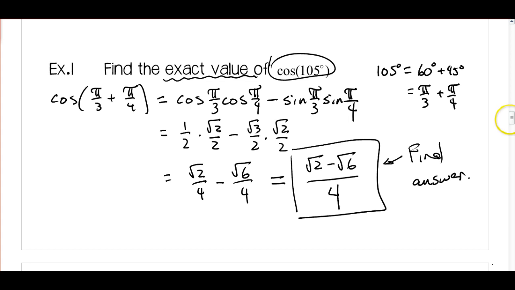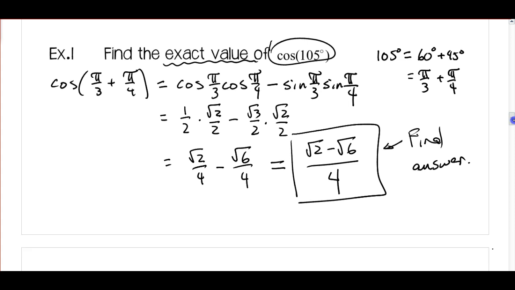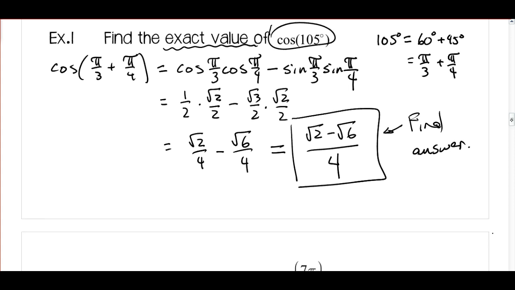Now, since many of these problems are using our special angles, a lot of our answers are going to look similar, having root 2's and root 6's. So keep that in mind as you go along. Alright, so let's move on to the next example.